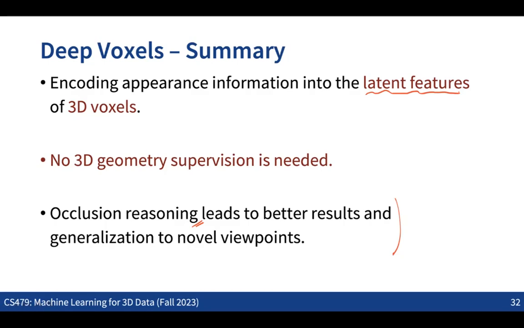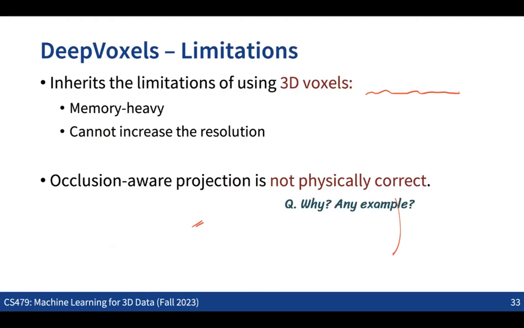As you can see, this is quite a memory-heavy idea because we are having the 3D voxel representation, right? And also the downside is that we cannot easily change the resolution. So we are having all the same limitations of the 3D voxel representation, right?